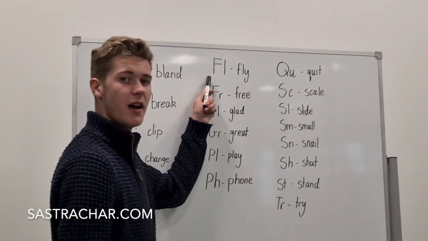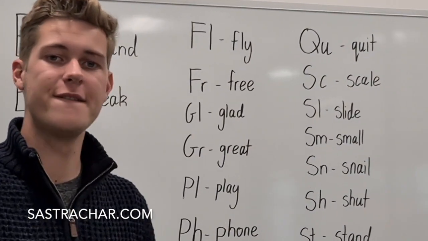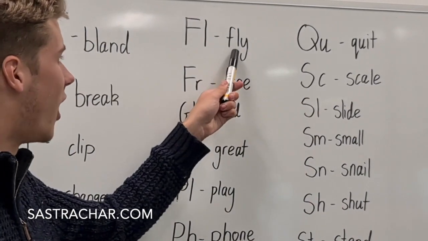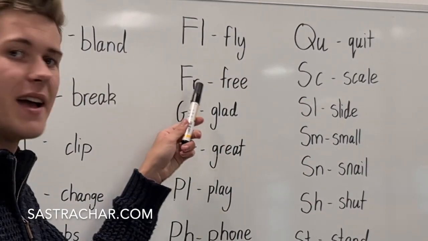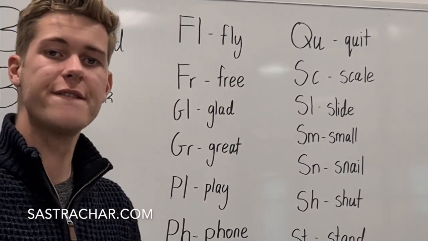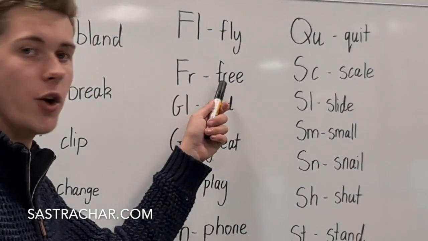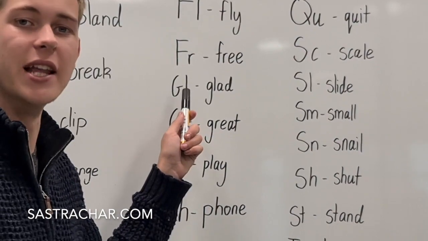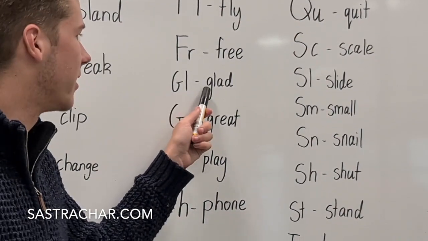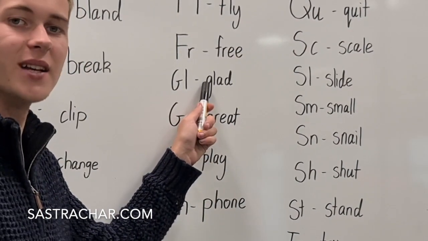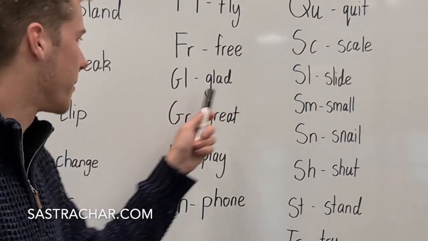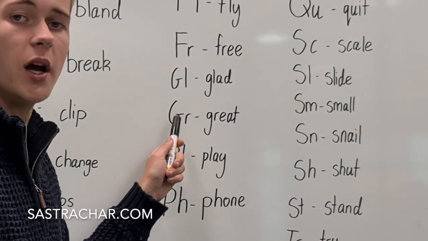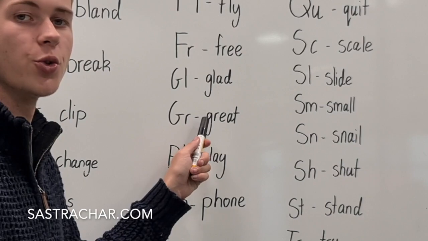So we've got F and L. Fl. Fly. F and R. Fr. Free. G and L. Gl. Gl together makes a gl sound. Glad. G and R. Gr. Great.